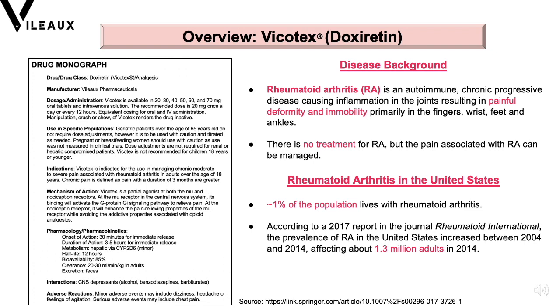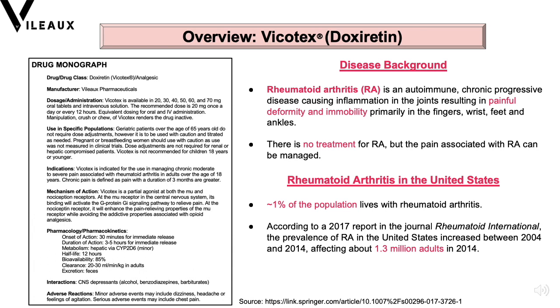On the left of the slide is a preview of the drug monograph created by IPhO's Health Economics and Outcomes Research Department. The drug monograph provides an overview of Vicodex's safety, efficacy, and availability to aid in defining its role in therapy and parameters for its usage. The drug monograph highlights dosing and administration, where Vicodex is available as 20, 30, 40, 50, 60, and 70 milligram oral tablets and intravenous solution.